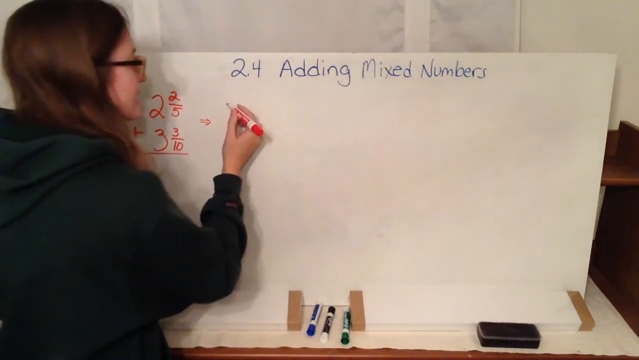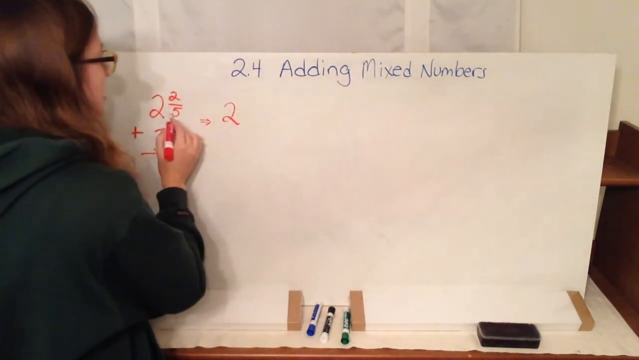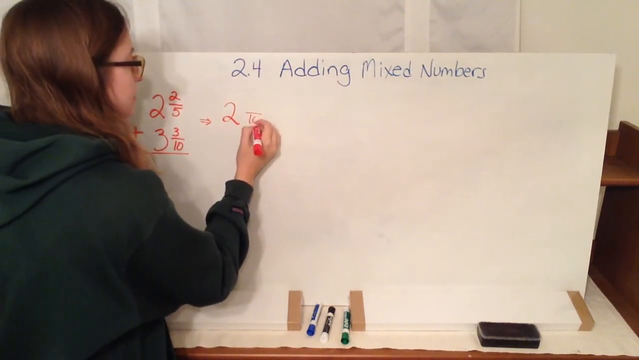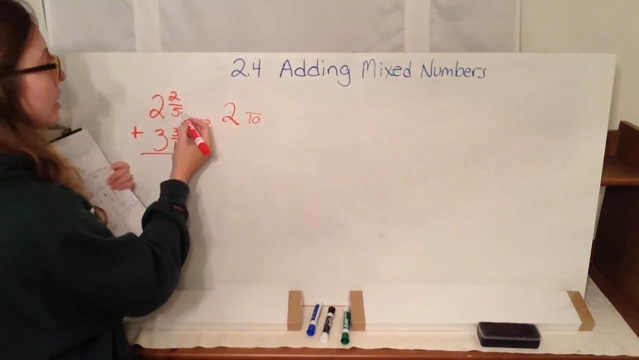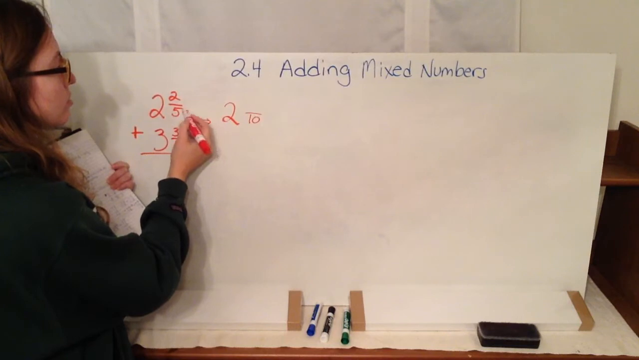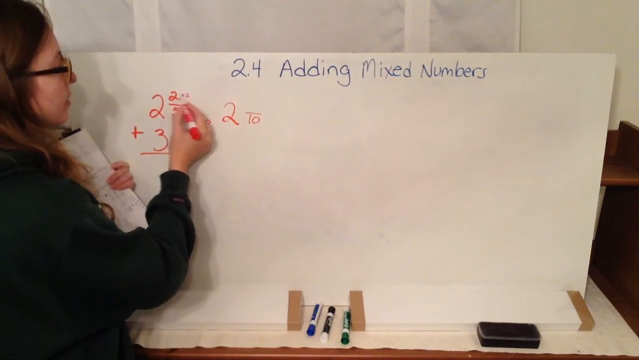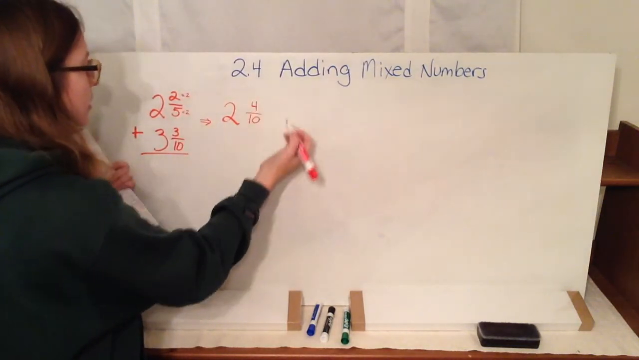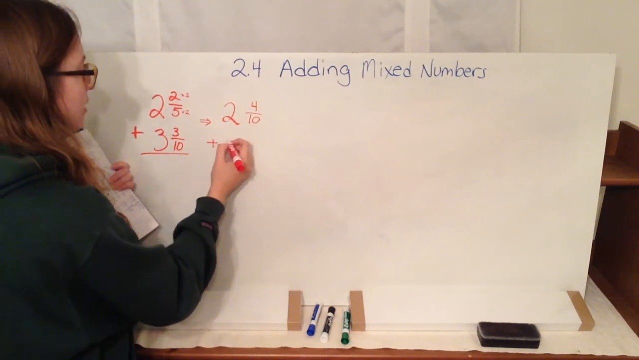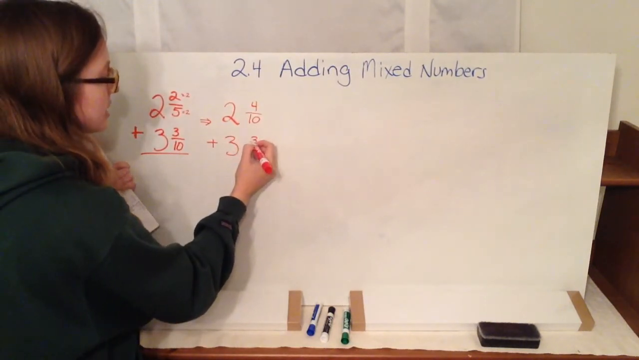The whole number is the same. That's not changing. But now I'm going to have a 10 here. And how I got a 10 was by multiplying here by 2. So I'll do the same thing here and get 4. And then I'll add 3 3/10.